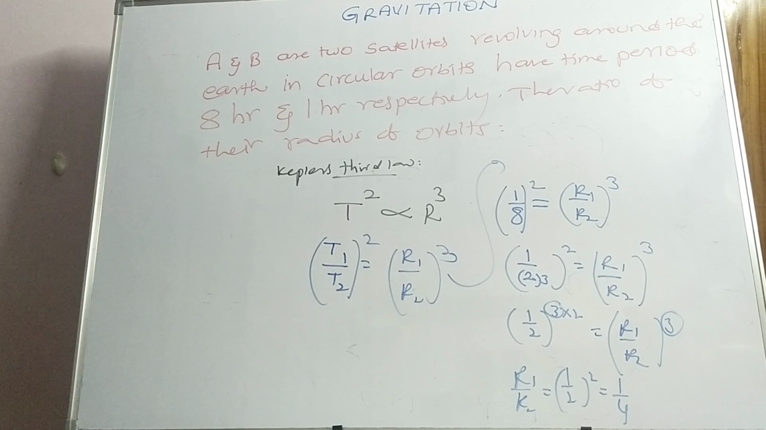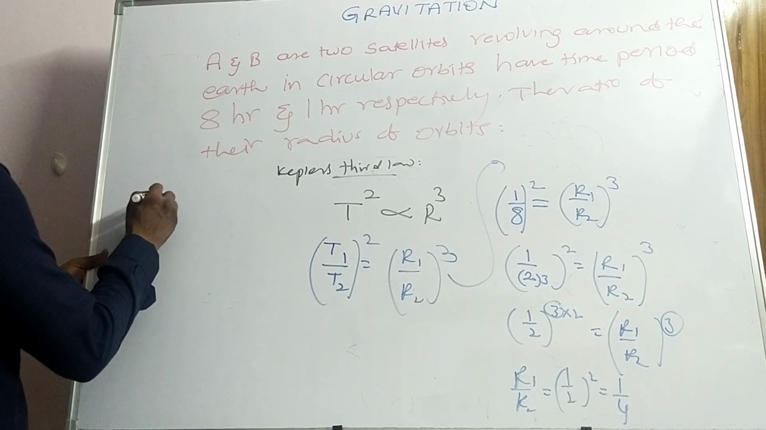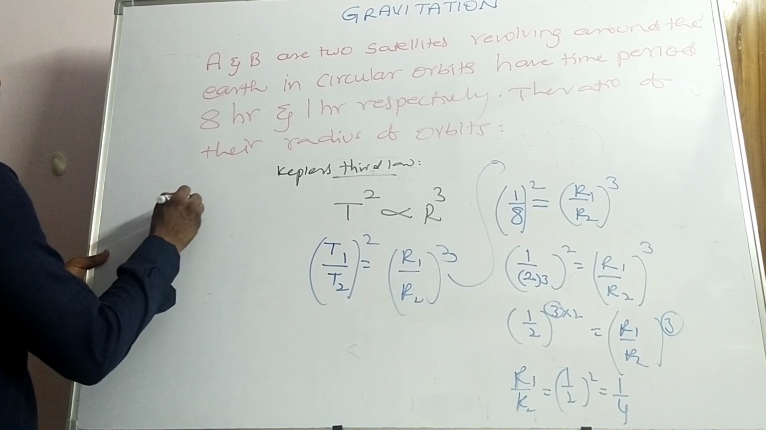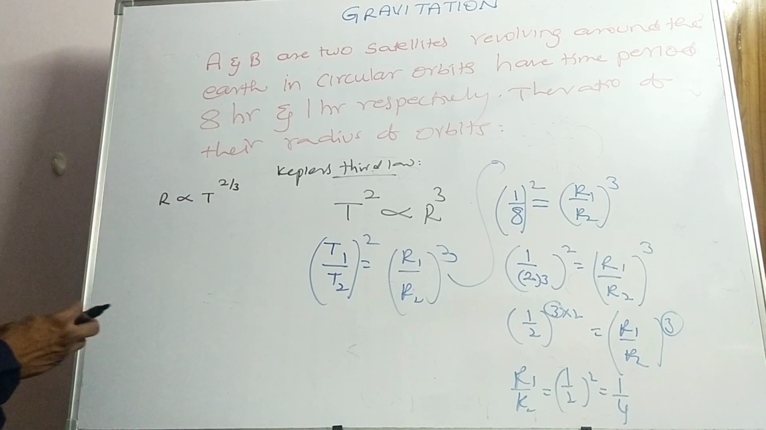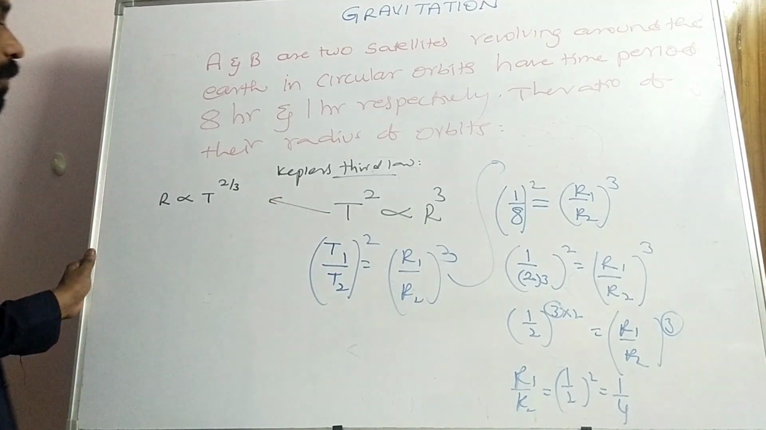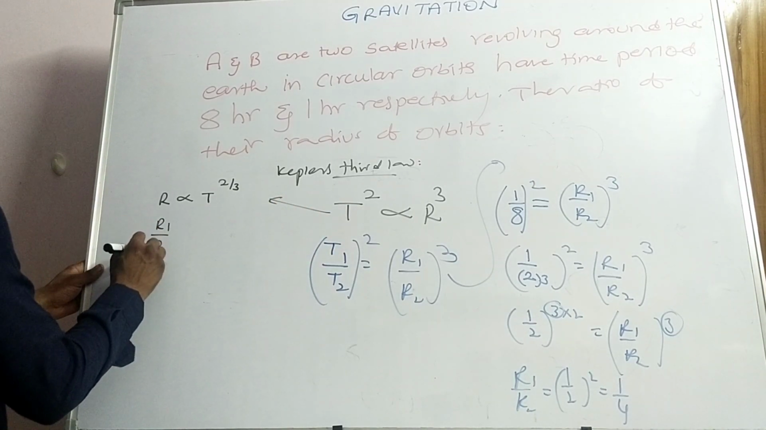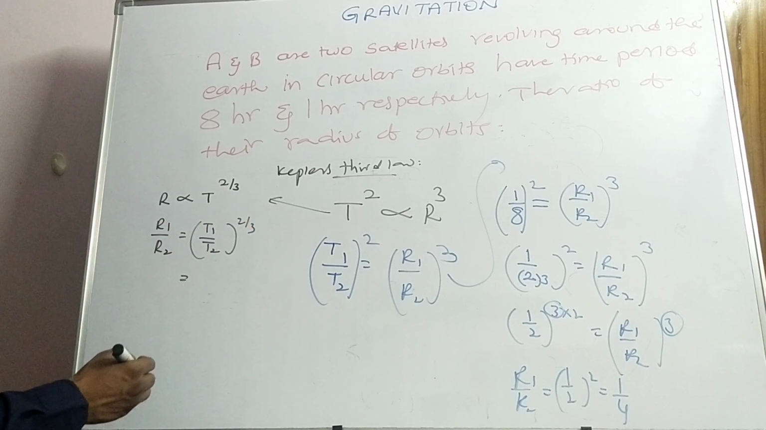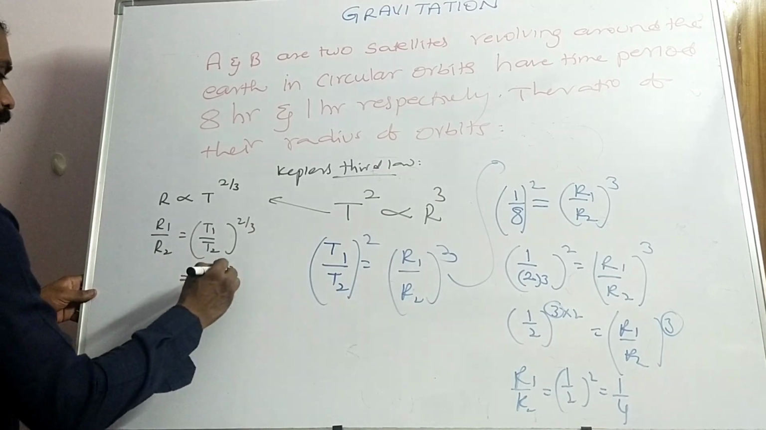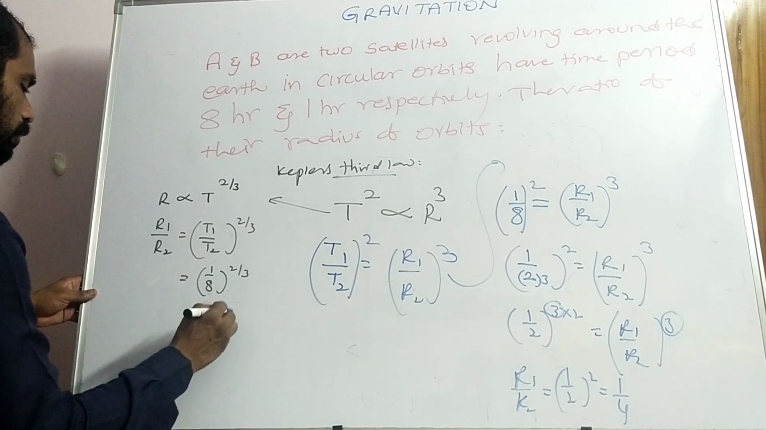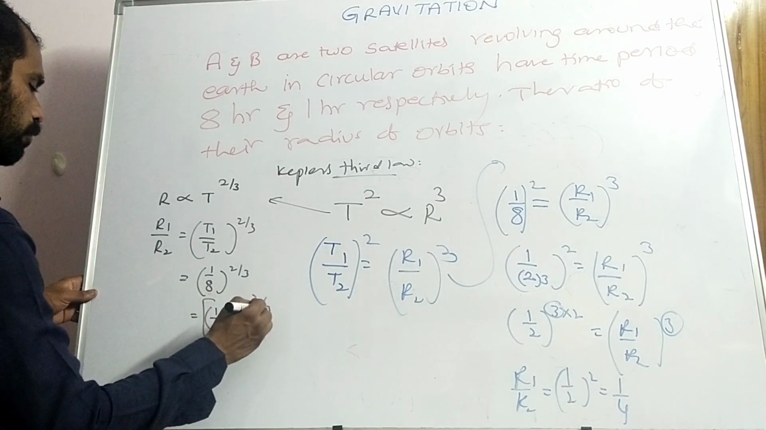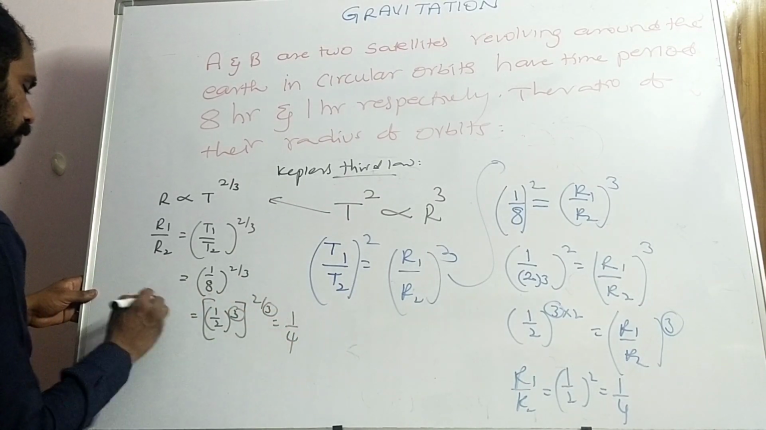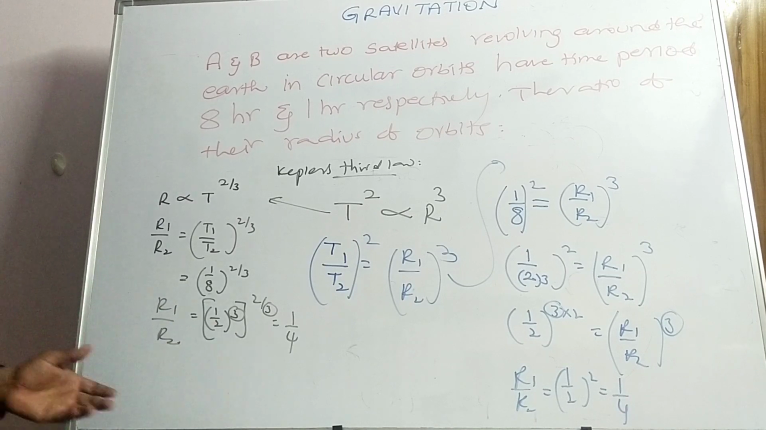Or simply it can be written like this. If you feel it is a lengthy process, simply you can write R is proportional to T power 2 by 3. Now R1 by R2 is equal to T1 by T2 whole power 2 by 3. That is equal to 1 by 8 whole power 2 by 3. 1 by 2 whole cube, that is 1 by 8 power 2 by 3. The 3 gets cancelled, and the answer will be 1 by 4. So it is the simplest method, of course. If you feel it is long, then you can go through like this.